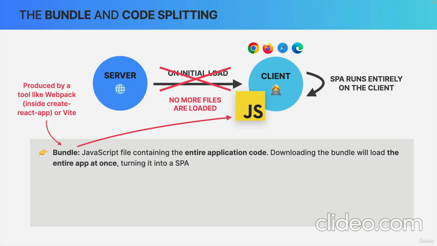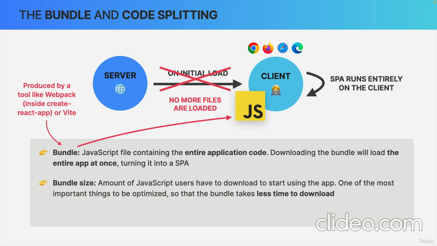Now, the bundle size is of course the amount of JavaScript code that every single user needs to download in order to start using the application. So if the bundle has, for example, 500 kilobytes, then all those bytes need to be downloaded before the app even starts working. And of course, the bigger the bundle, the longer it's gonna take to download, which can become a huge problem. Therefore, bundle size is probably the most important thing that we need to optimize.